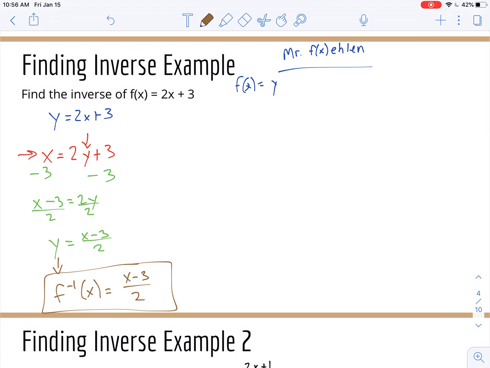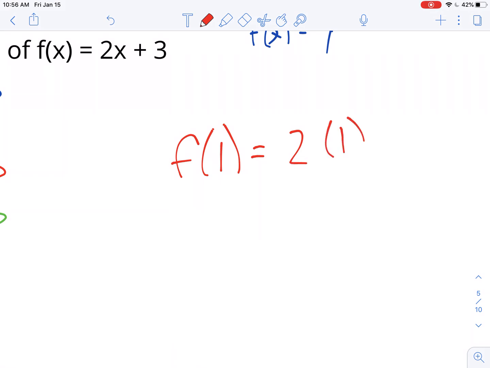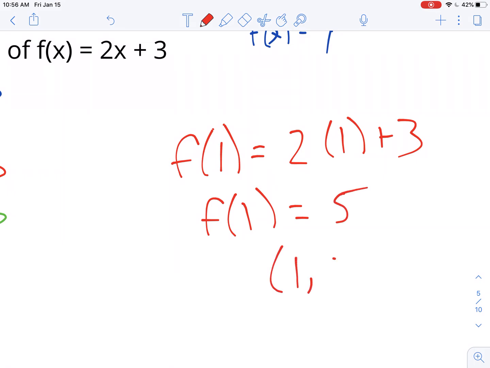I can easily say, okay, cool. f of x is equal to 2x plus 3. The inverse of f of x is equal to x minus 3 over 2. A quick way to check this, let's just plug in a random number. I want to find f of 1. So this is 2 times 1 plus 3. So f of 1 is equal to 5. So I've got this point 1, 5.